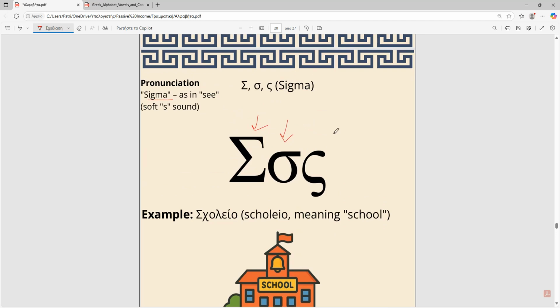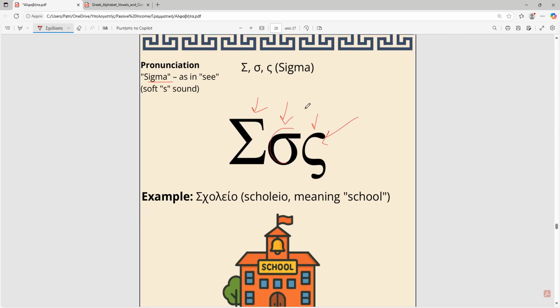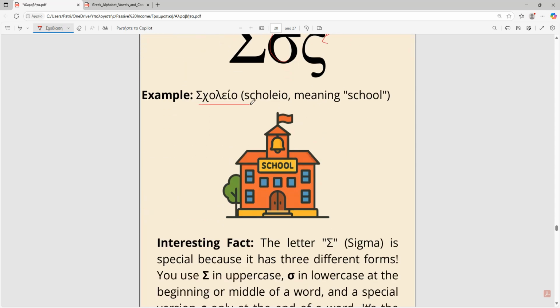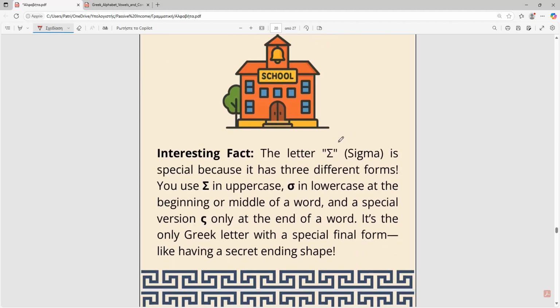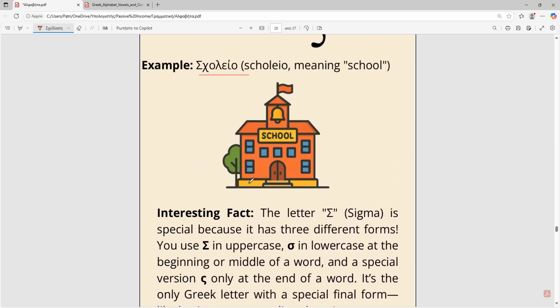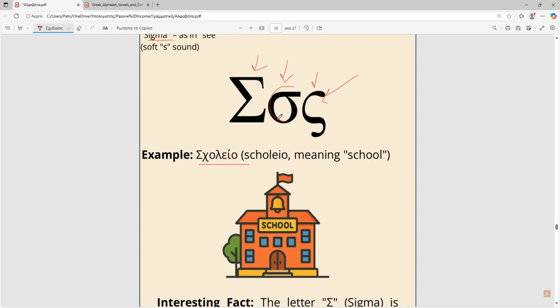Then we have sigma, and it's very funny because sigma has three forms, three evolutions, let's say. This is the sigma that we use at the start of the word, the capital one. This we use in the middle, and this one we use only at the end. An example that we can use is scholio, that is school. And the fun fact is that it comes in three different shapes, so you can choose whatever you want, basically. I'm kidding, of course. This is sigma at the start, middle, end.